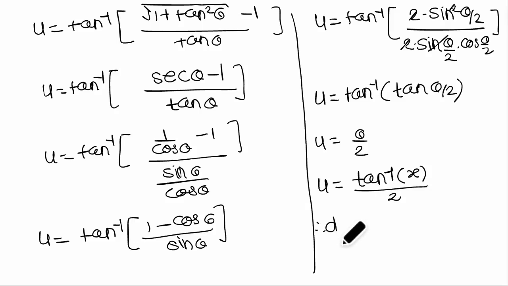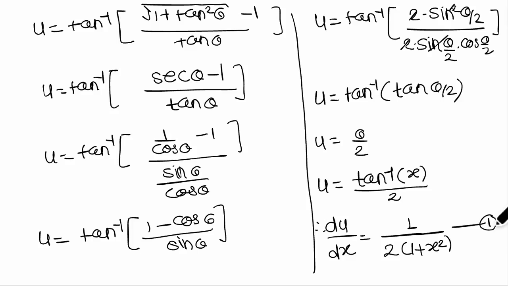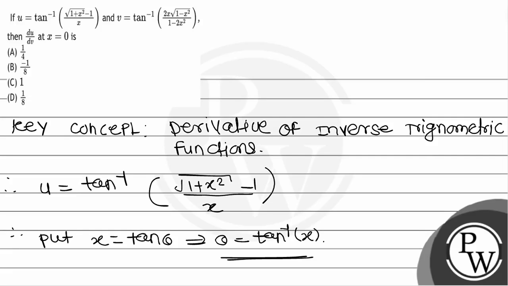So now differentiate with respect to x. du by dx will be 1 upon 2 into (1 plus x square). Call this equation number 1. Got it guys? Remember this equation number 1. Now what is the value of v next?